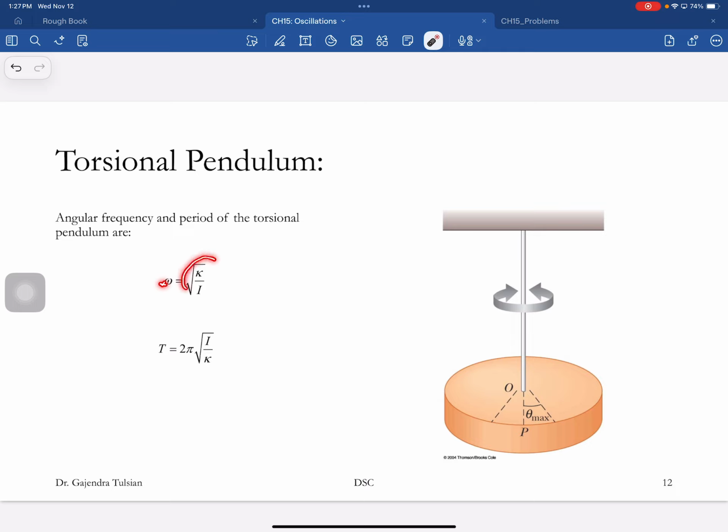Omega is the square root of kappa by I, and the period, the time for one oscillation, is given by 2 pi times the square root of I over kappa. The heavier this disc, the greater the period. The stiffer the material, the bigger kappa is and the smaller the period. So if you had a copper wire and a titanium wire of the same dimension, the titanium wire has a greater kappa, and that thing will oscillate faster.